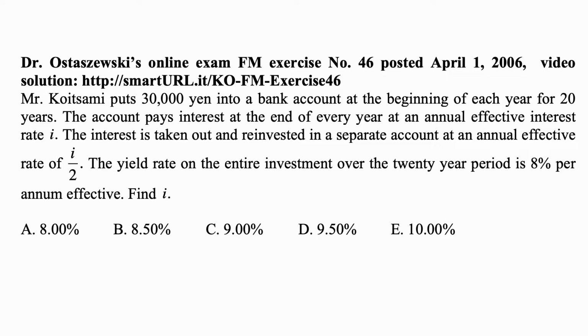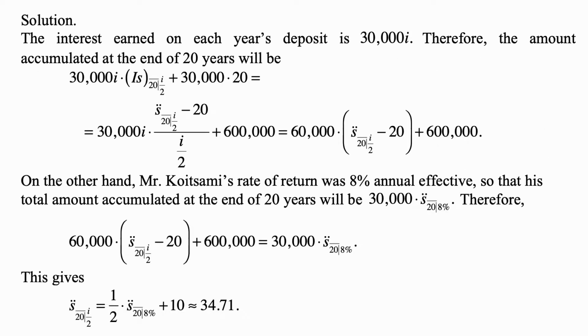Here's a problem for today, for October 23rd, 2018, on Financial Mathematics, Exam FM. Mr. Koitsami puts 30,000 yen into a bank account at the beginning of each year for 20 years. The account pays interest at the end of every year at an annual effective interest rate I. The interest is taken out and reinvested in a separate account at an annual effective rate of I over 2. The yield rate on the entire investment over the 20-year period is 8% per annum effective. Find I.